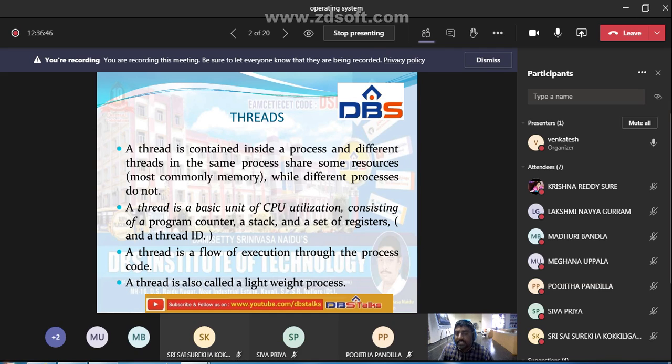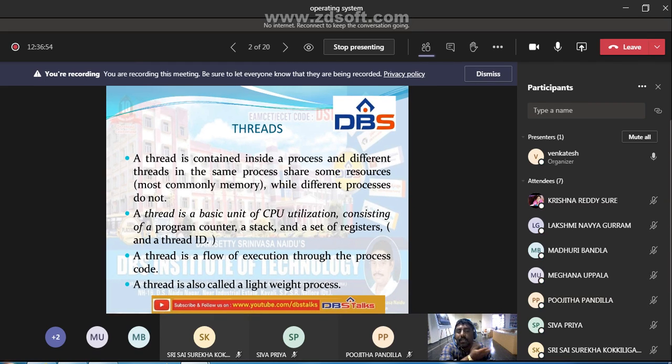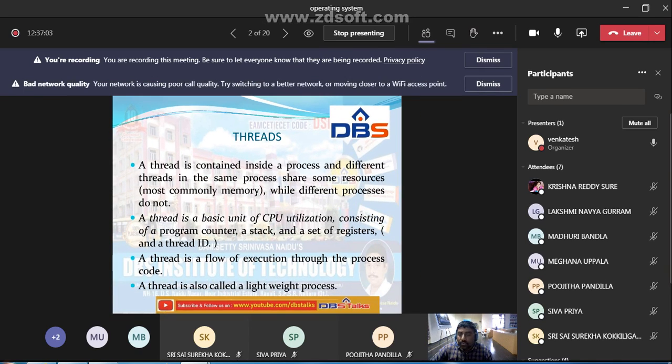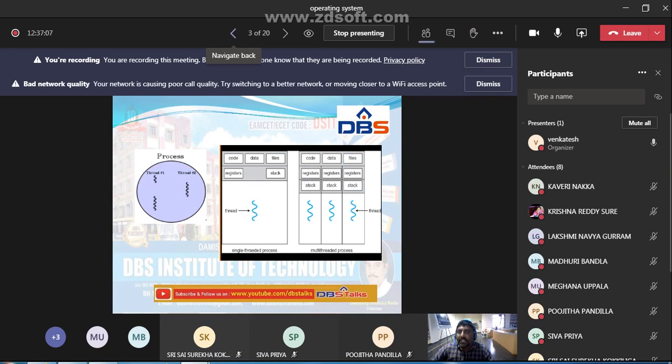Next, one more definition of a thread is that a thread is a flow of execution through the process code. That means when a process is executing, all the threads in the process are going to be executed. One more simple definition is that a thread is a lightweight process. So this is the basic definition of a thread.